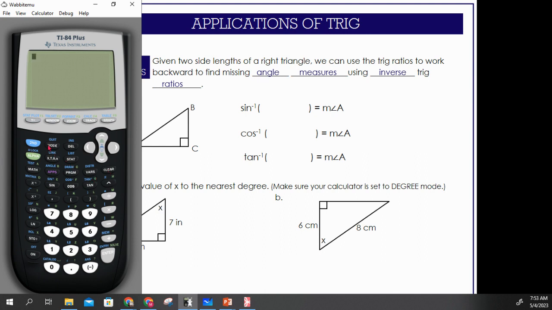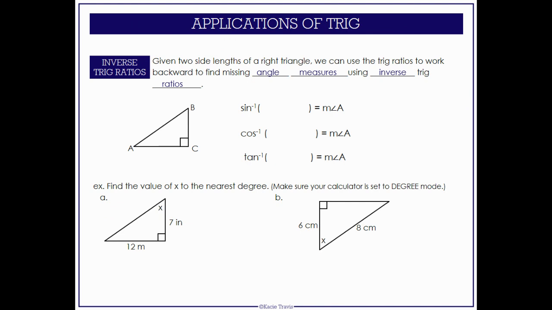Other than that, please make sure that when you are doing it in your calculator, you are in degree mode, okay? If you're not in degree mode, radians is going to give you a different type of answer. We are going to end up using radians later on, but not right now. So, back into the ratios. We have three of them: sine, cosine, and tangent.